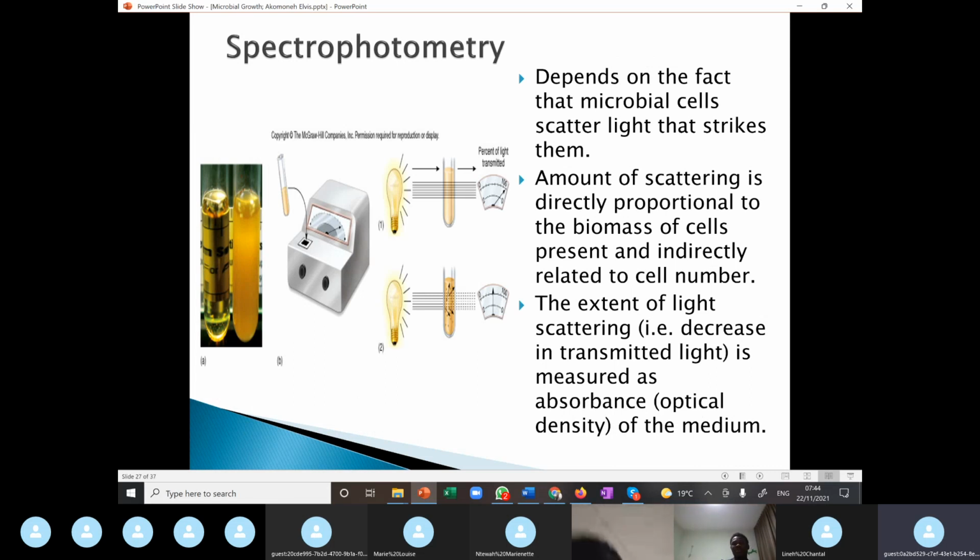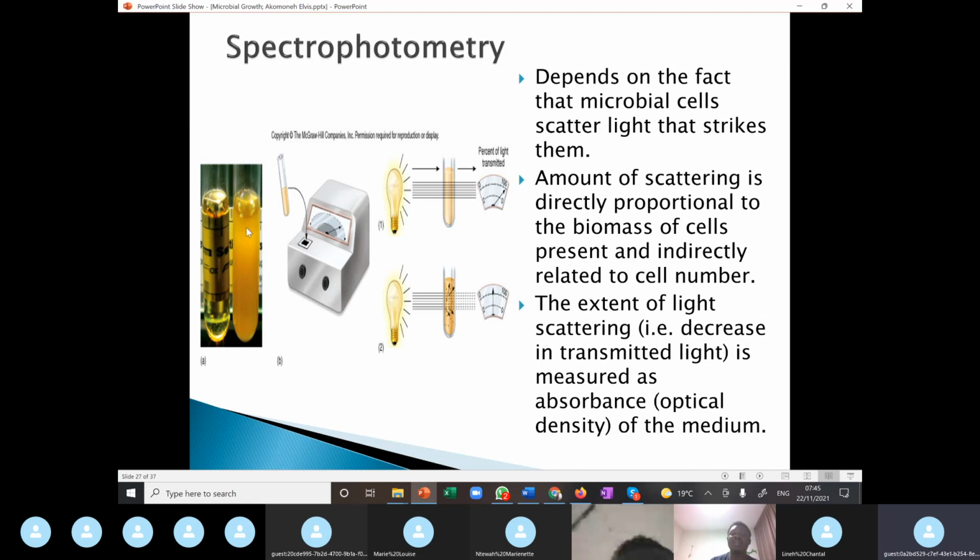Spectrophotometry is another method very close to the electric method, but the difference here is that we are basing it on the assumption that microbial cells are capable of scattering light. When light falls on microbial cells, they scatter and diffract the light to different angles, and therefore the amount of light that is transmitted is not the same as the amount of light that was incident on the sample. So with a spectrophotometer, we introduce the sample that we want to enumerate, the number of cells within that sample.